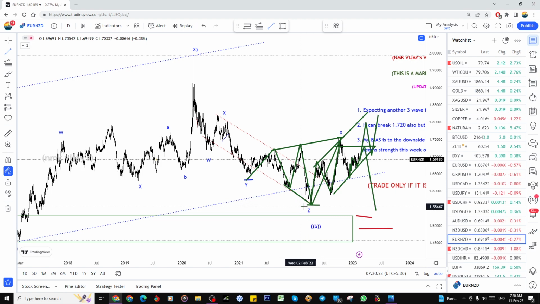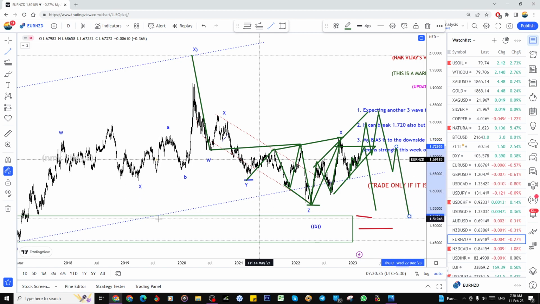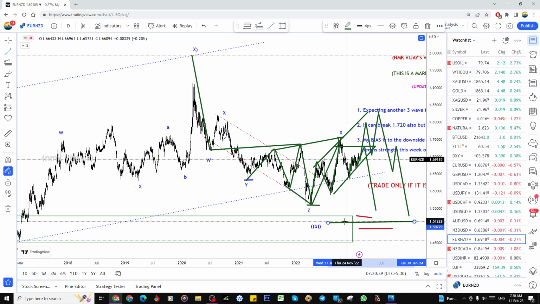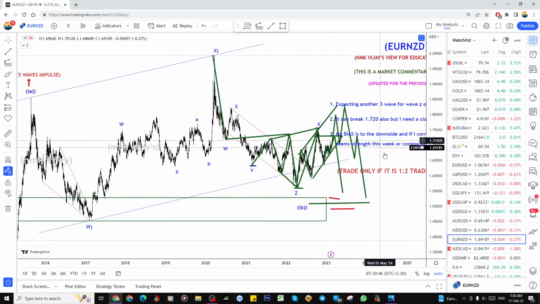It's got completed here. 1, 2, 3. One three-wave structure has got completed. Again one more three-wave structure, and after that one more three-wave structure to the downside. So anyway, I'm looking for this target. But if you look for this target, these are all daily and weekly charts, so it will sometimes take more than a year. So wait for the market to validate your analysis.